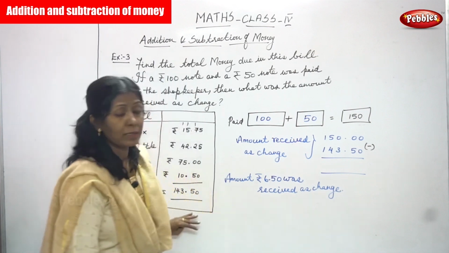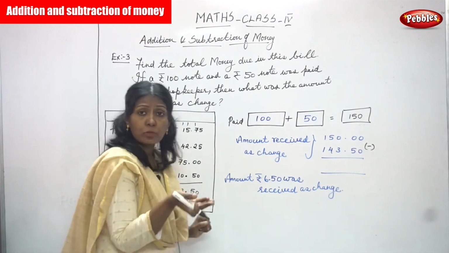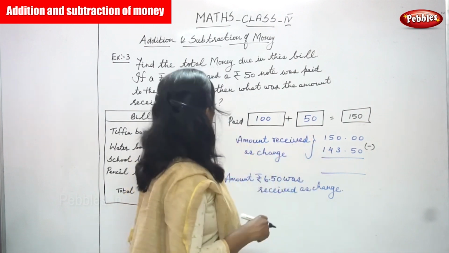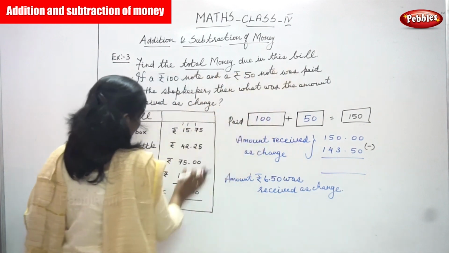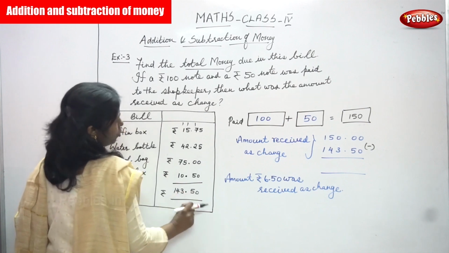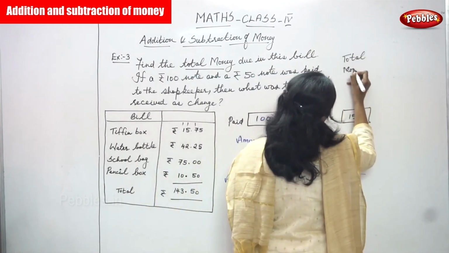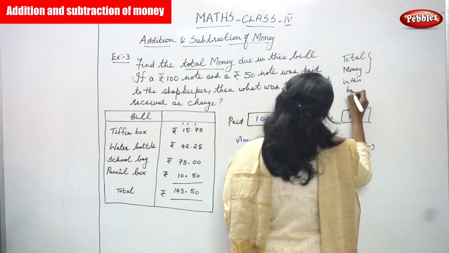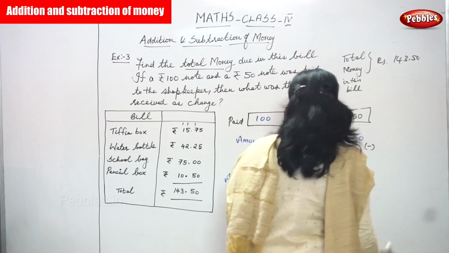This is the bill prepared by the shopkeeper. He has to give this amount to the shopkeeper, but he has already given 150 rupees, as mentioned in the question. Find the total money due in this bill. The total money in this bill is 143 rupees 50 paise. So write this: total money in this bill, that is rupees 143.50.